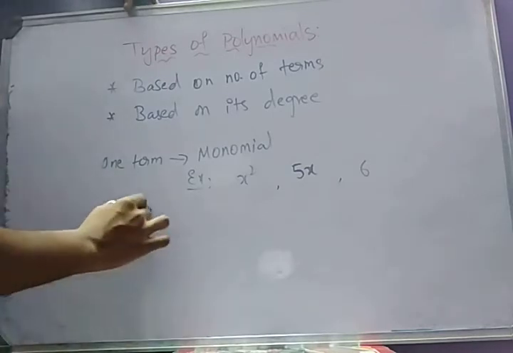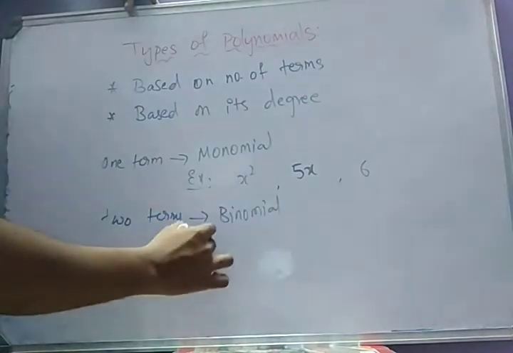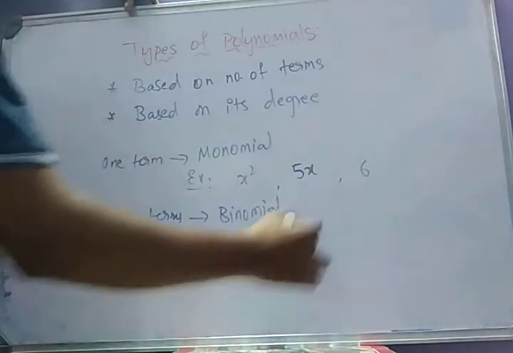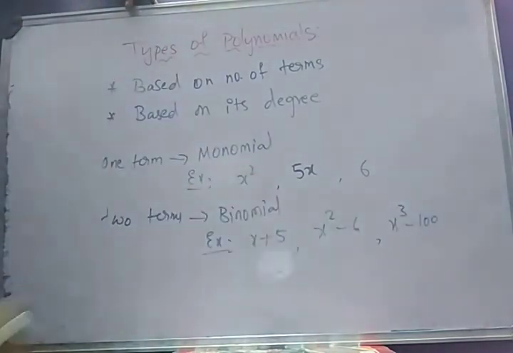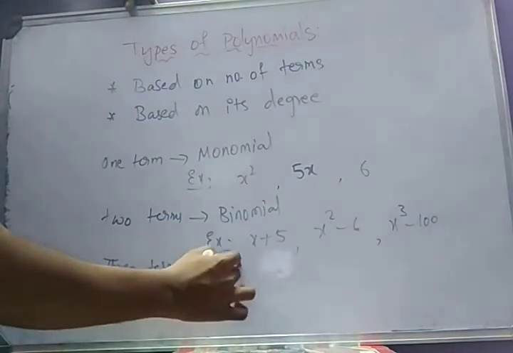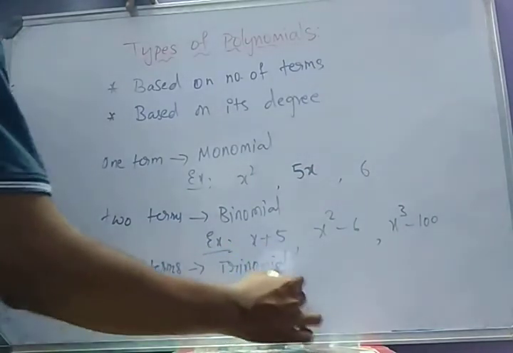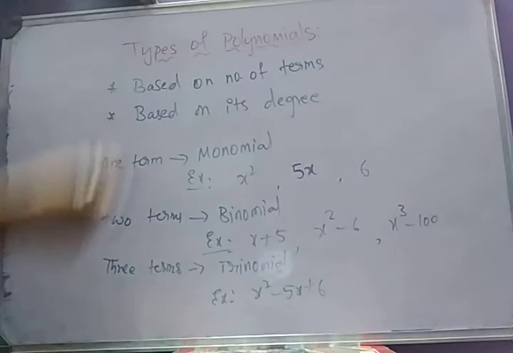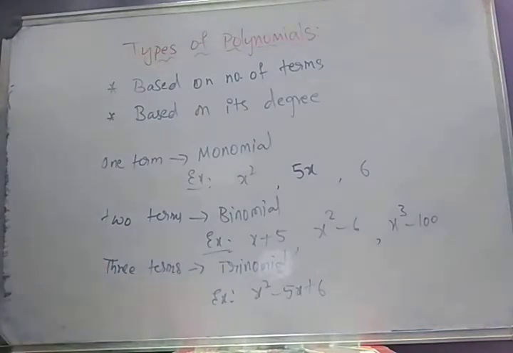If they have two terms, you know, binomial. Example, x plus 5 or x square minus 6 or x cube minus 100. These are binomials. And then if they have three terms, we call them a trinomial. If you want to see examples, x square minus 5x plus 6. This is an example. Like this, you can write your own examples. And if it has more than three terms, we will just call it a polynomial.